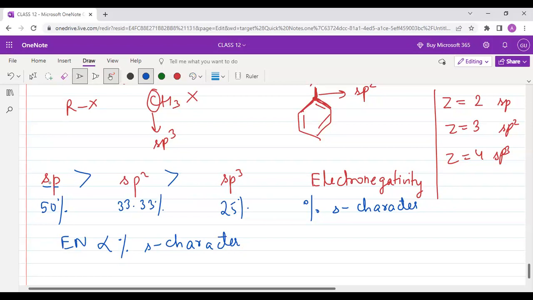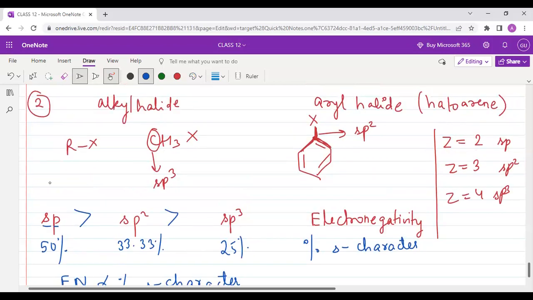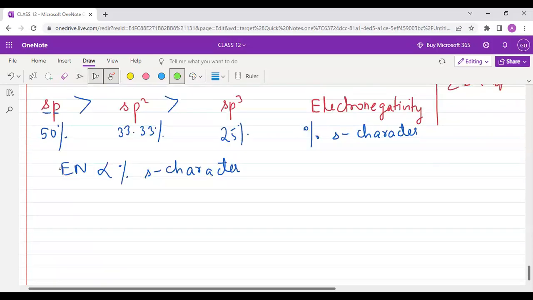Listen once again. In haloalkanes, the carbon to which the halogen is attached is sp3 hybridized. Whereas in haloarenes, the carbon to which the halogen is attached is sp2 hybridized. Then you should remember that electronegativity is directly proportional to S character. So the greater the S character, the more the electronegativity.